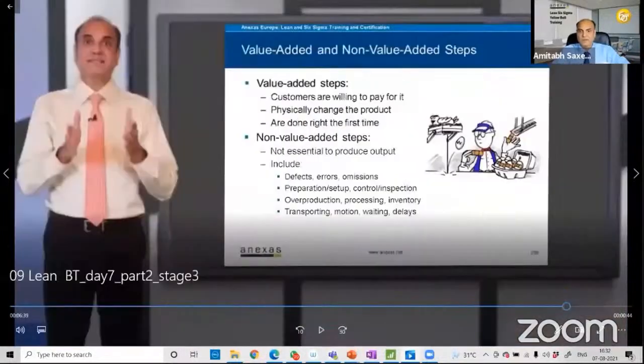So once you map a process, So you're on mute.